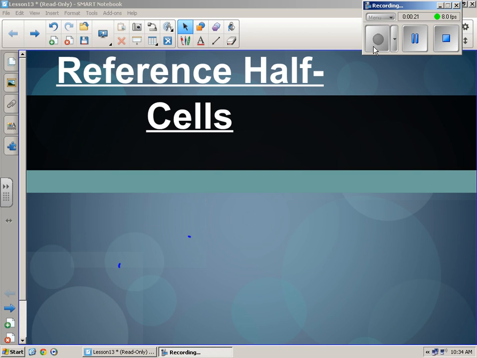I'll give you a little hint. If you look along the right-hand side, since we're talking about electrical potentials, for that half cell, it's got a 0.00 volt electrical potential. So we use that as the reference half cell.